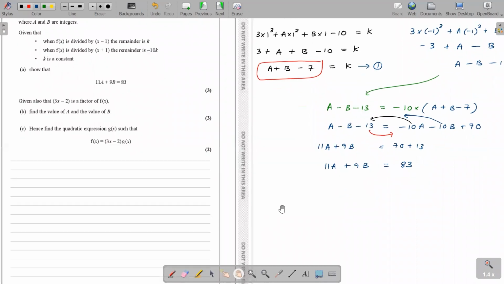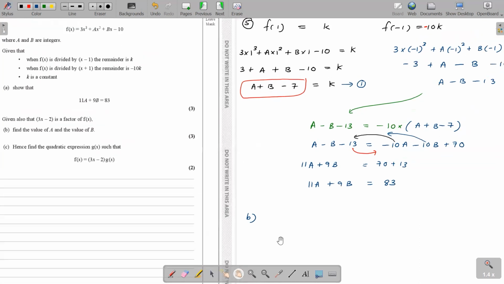Moving on to part B. Given also that 3x minus 2 is a factor of f(x), find the value of a and the value of b. Okay, so if 3x minus 2 is a factor, what does it mean? A factor means it divides your f(x) perfectly. It divides your f(x) perfectly means your remainder is equal to what? Your remainder is equal to 0.